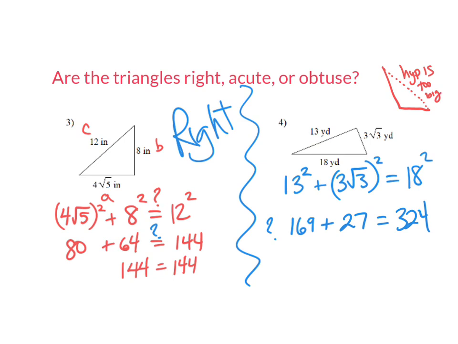If your hypotenuse is too small, that's going to be an acute triangle. And it's kind of like the three little bears. And if the hypotenuse is just right, then it's a right triangle.